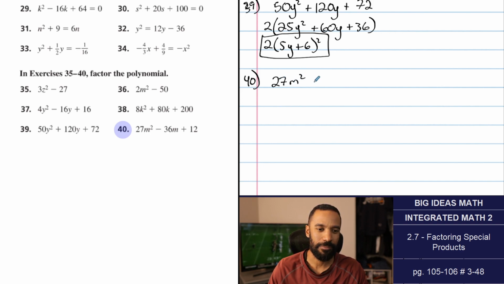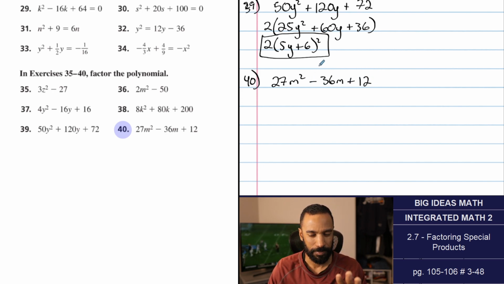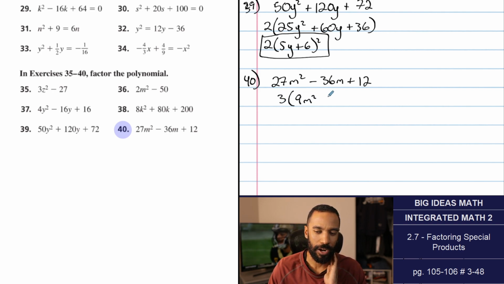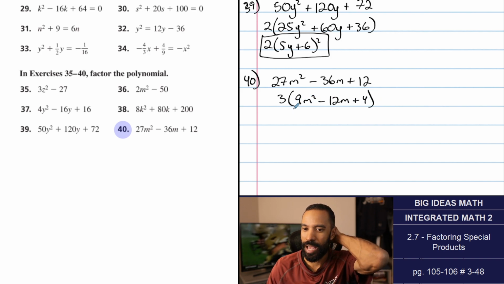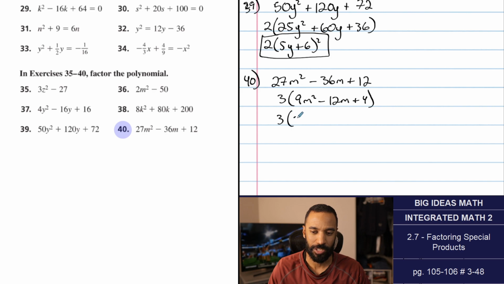So 27m squared minus 36m plus 12. There's a GCF of at least 3. I think it's 3. So you get 9m squared minus 12m plus 4 here. Classic factoring here. 3m is being squared, 2 is being squared. We're doubling 6m in that case with the subtraction. So 3m minus 2 quantity squared. Told you I'd be faster with those at that stage.